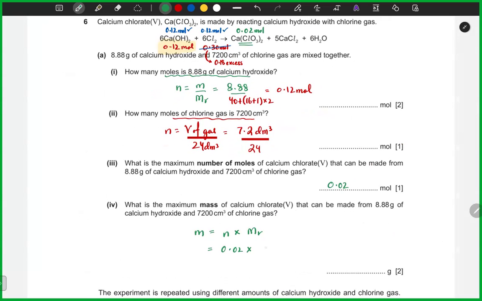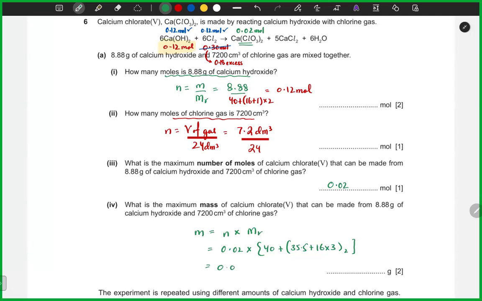Now, calcium chlorate, what's the MR? Calcium is 40. Chlorate is ClO3, where Cl is 35.5 and oxygen is 16 times 3, which is 48. And that appears twice. So I add 35.5 and 48, then multiply by 2 since there are two ClO3, and then I add 40 to it. So I get 207.